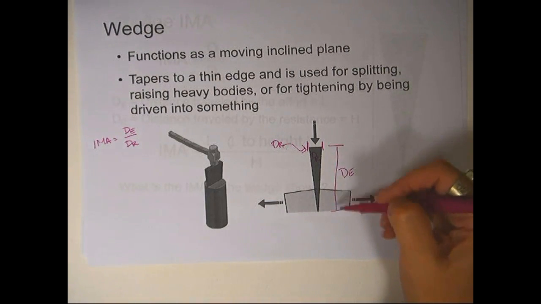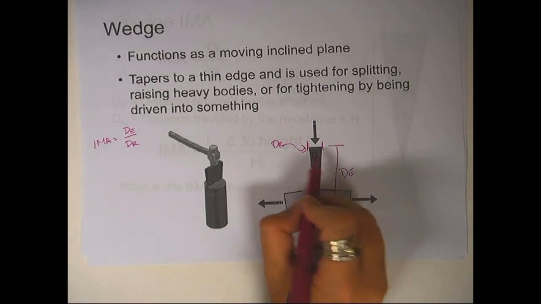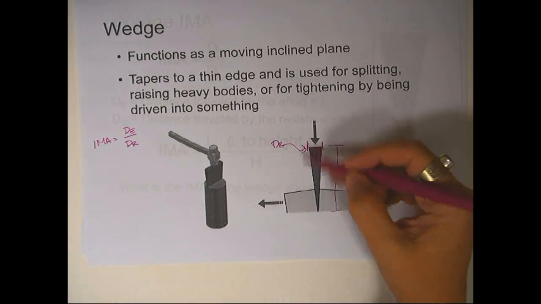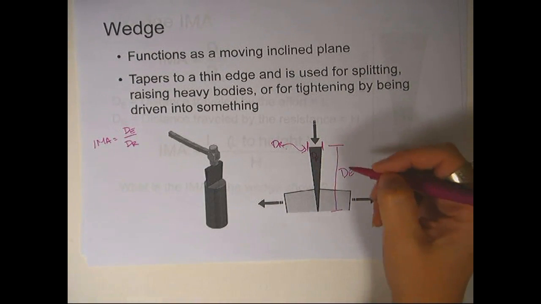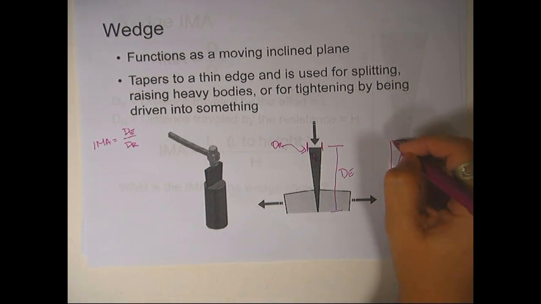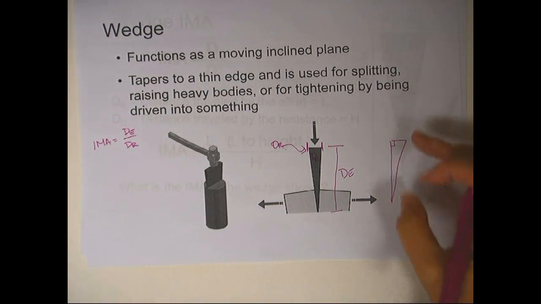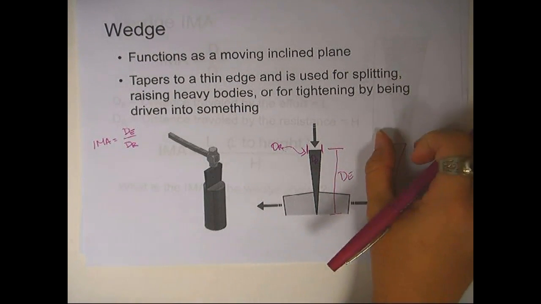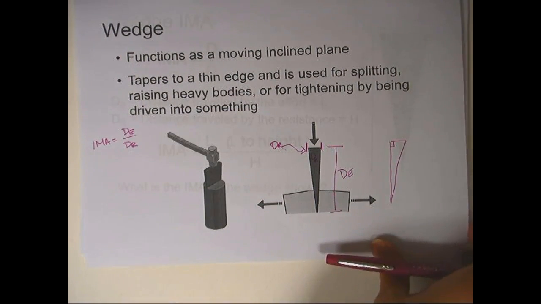So my DE is the length of the wedge, and my DR is the width of the wedge. I can have a wedge like this that's a double wedge, or I can have a wedge that's shaped like this that's a single wedge. Still, this would be my DE, and this would be my DR. That's slightly different from our inclined plane.